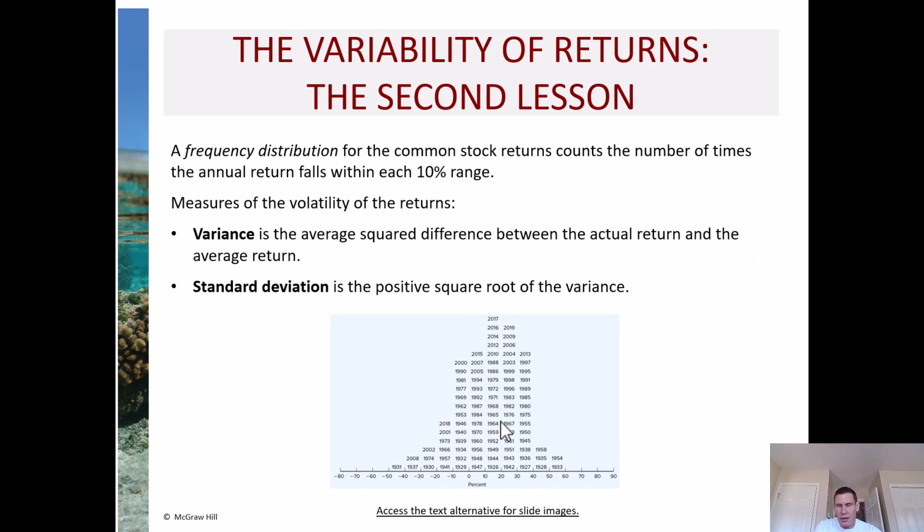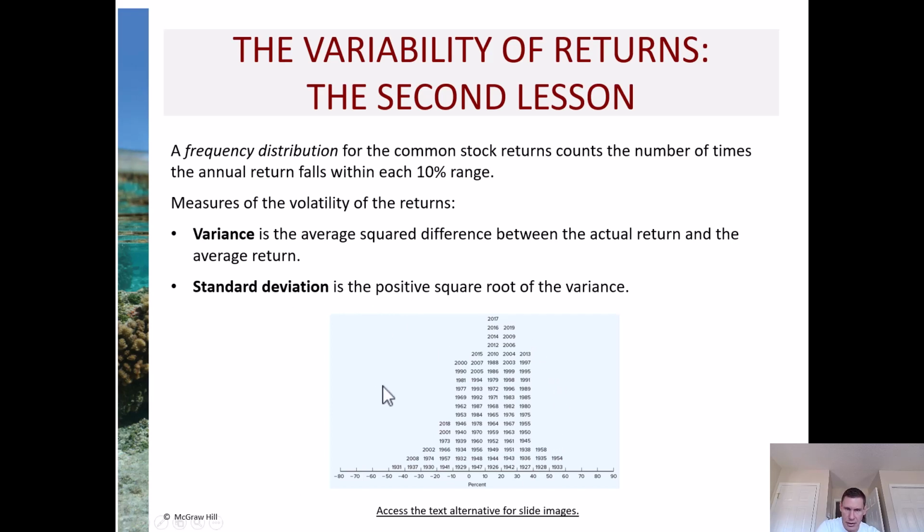Okay, so the second lesson we want to talk about today speaks about the variability of returns. A frequency distribution for the common stock returns counts the number of times the annual return falls within each 10% range. Measures of the volatility of the returns are as follows. We can use the variance, which is the average squared difference between the actual return and the average return. And then we also have the standard deviation, which is the positive square root of the variance.